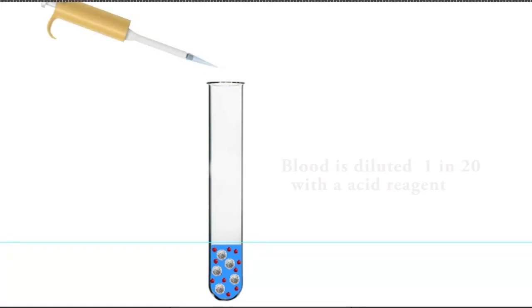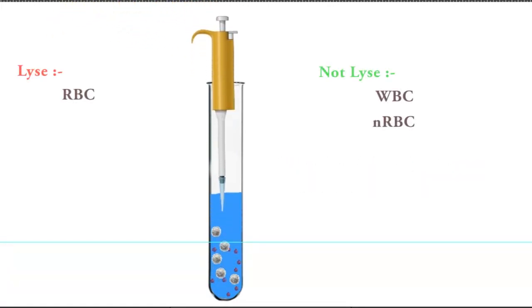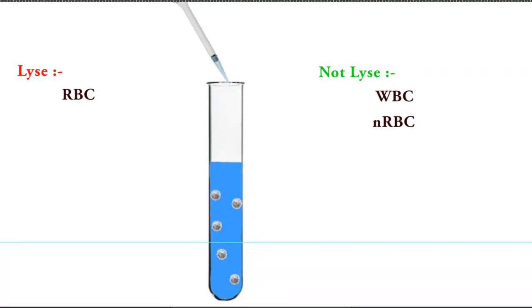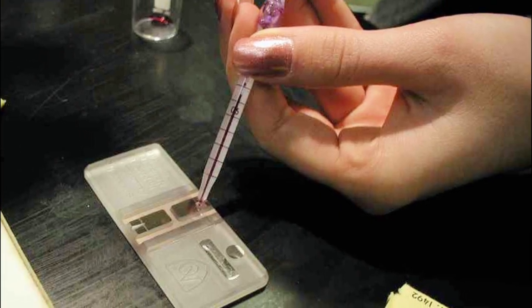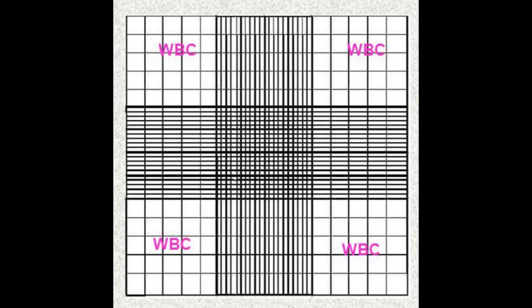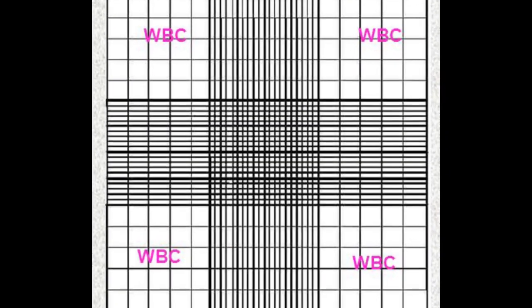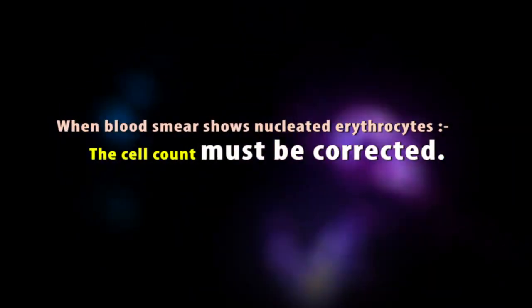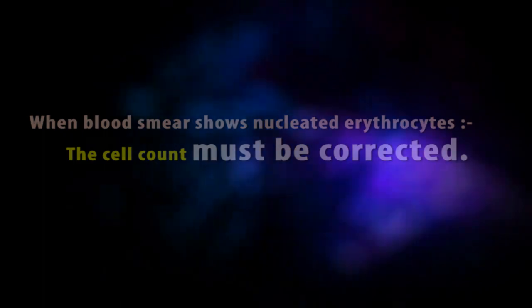Blood is diluted 1 in 20 with the acid reagent, which lyses erythrocytes but not leukocytes and nucleated erythrocytes. The diluting fluid also contains a dye. Then white cells are counted microscopically, using an improved Neubauer counting chamber, and the number of WBCs per liter of blood is calculated. When the blood smear shows nucleated erythrocytes, the cell count must be corrected.